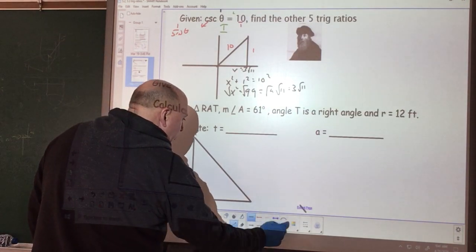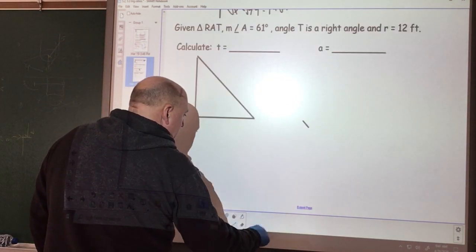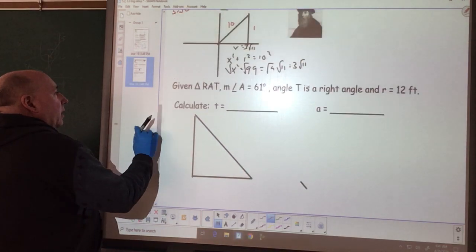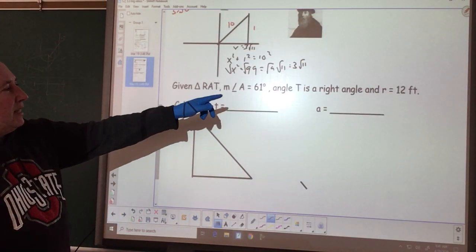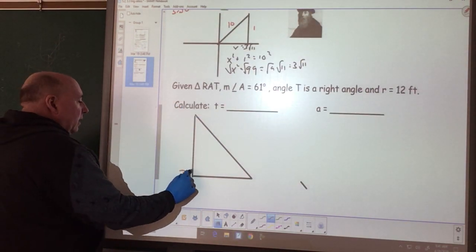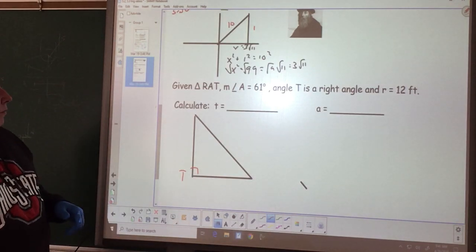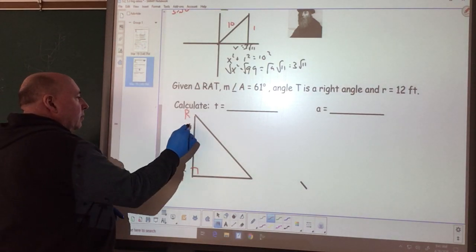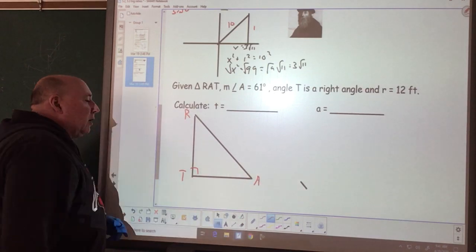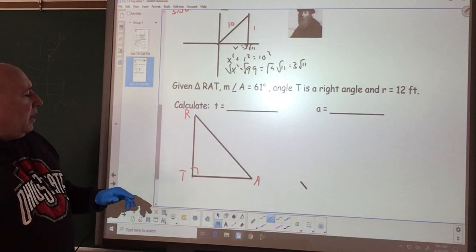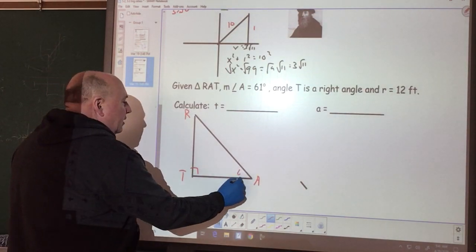We have triangle RAT, and they say angle T is a right angle. So it does not matter which other two angles you put in there. Angle A is 61 degrees.